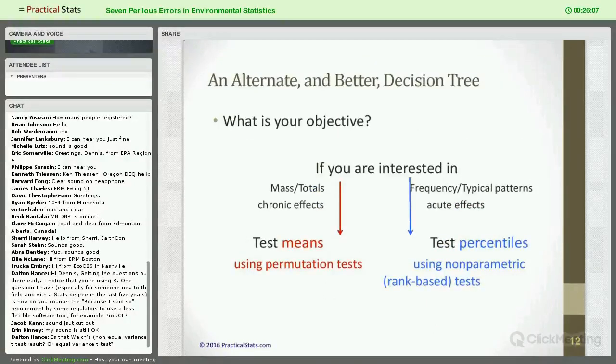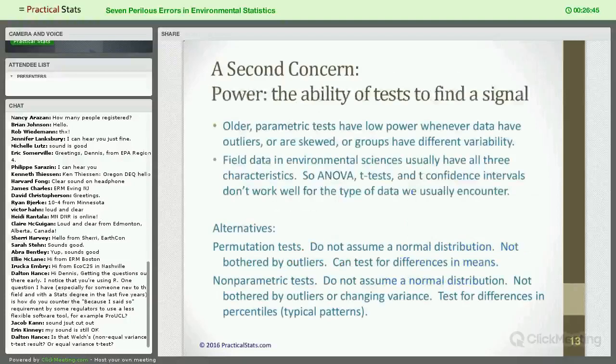So this is my flow chart. What's your objective? If you're interested in mass, totals, chronic, long-term effects, accumulating effects, use a test on means. And as I'm going to talk about, you'd use a permutation test. Those are tests that have come along since the 1950s that will test means without assuming a normal distribution. Or if you're interested in typical patterns, does one group give me higher numbers than the other? Or concentrations generally increasing? Then test for differences in frequencies or percentiles, and that's what non-parametric tests do. A rank is really just a transformation of a percentage.